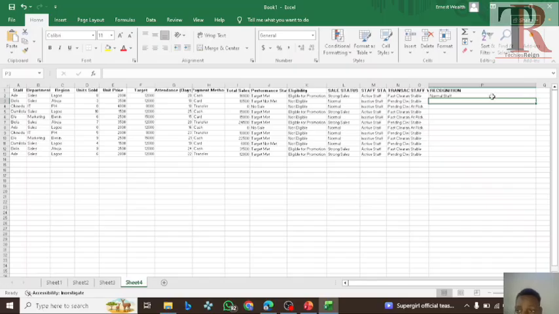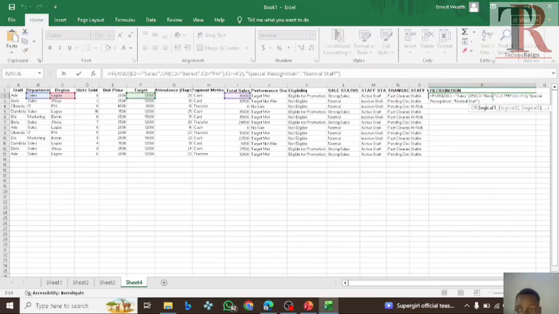Here it is showing normal staff because one of the conditions is not met. Here, the B2 should not be equals to sales. That is department. He's from the sales department, so he has already failed. His region should be Benin or Port Harcourt, but he has already failed because he's in Lagos. And his total sales must be greater than his target. Yes, his total sales is greater than his target, but because the other 2 conditions are not met, it will show us normal staff. Because this AND function, where everything is nested in, states that all the conditions must be met to get special recognition.